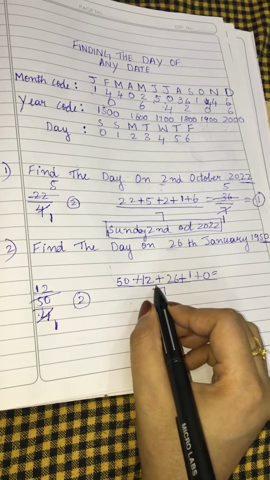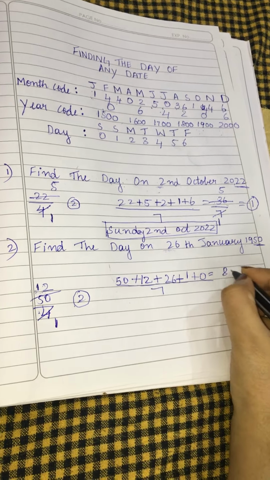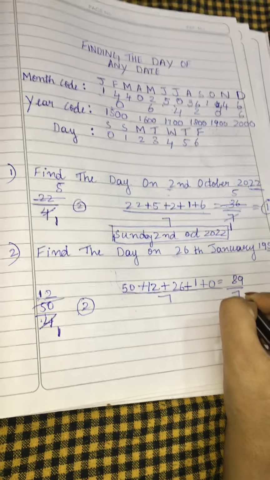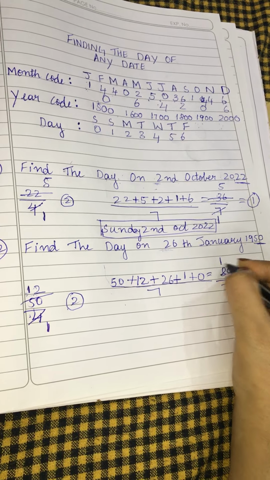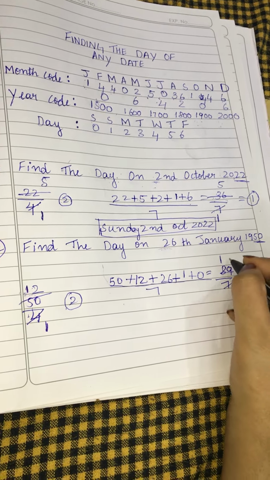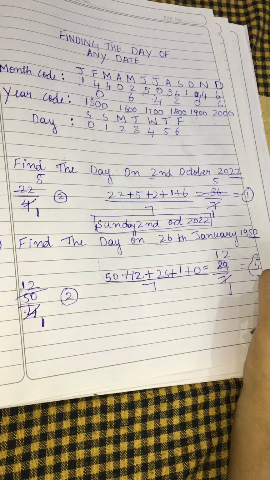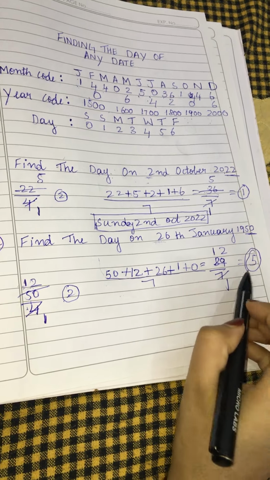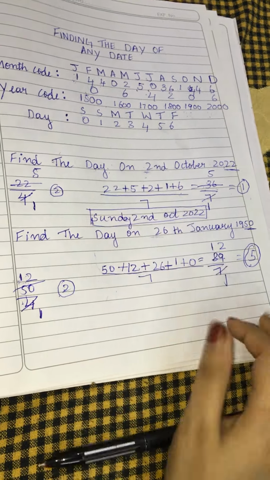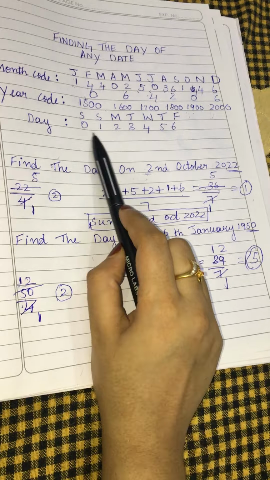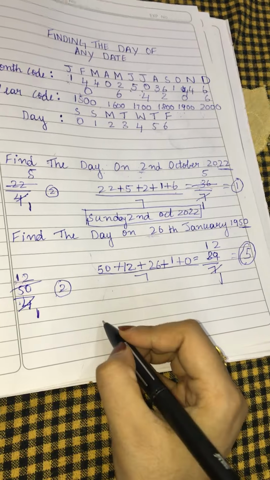50 plus 12 plus 26 plus 1 plus 0 equals 89. Put here 89 divided by 7. Now 7 ones are 7, with 1 as the remainder. 7 twos are 14. What is the remainder we got? 5 is our remainder. Now which is the day for the code? Which is the code given? 5. Where is it? In which place? Thursday's place. So our answer is Thursday.